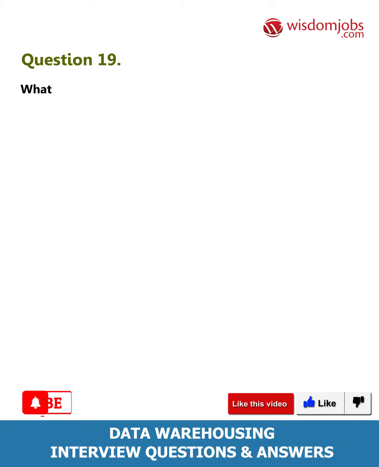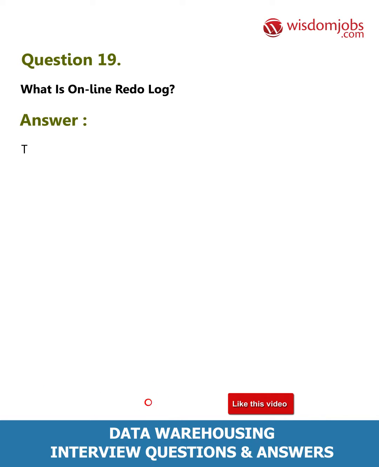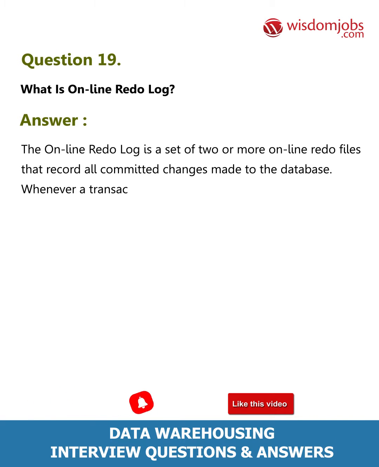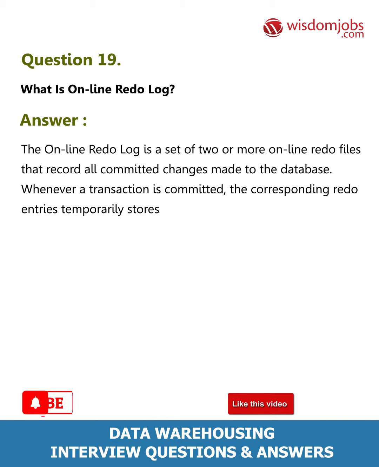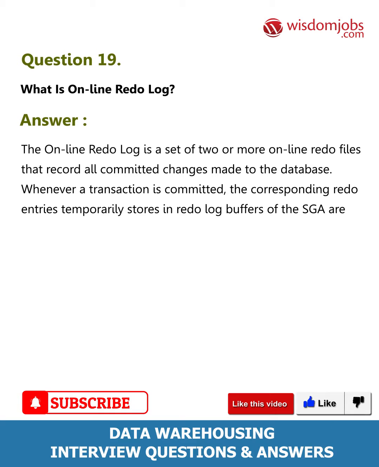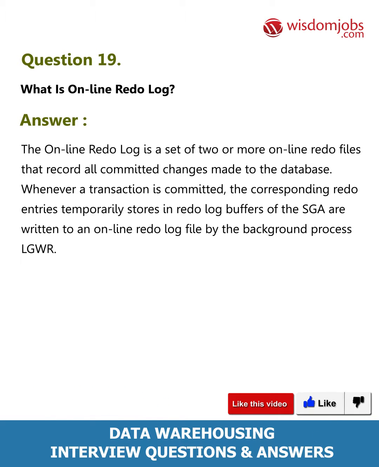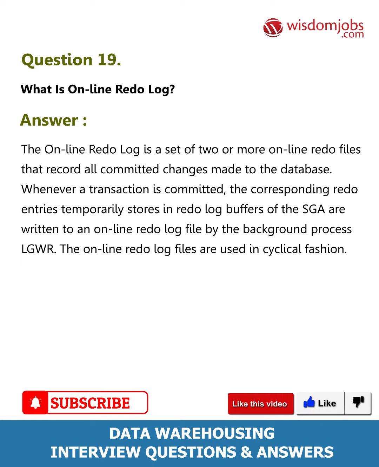Question 19. What is online redo log? Answer. The online redo log is a set of 2 or more online redo files that record all committed changes made to the database. Whenever a transaction is committed, the corresponding redo entries temporarily stored in redo log buffers of the SGA are written to an online redo log file by the background process LGWR. The online redo log files are used in cyclical fashion.